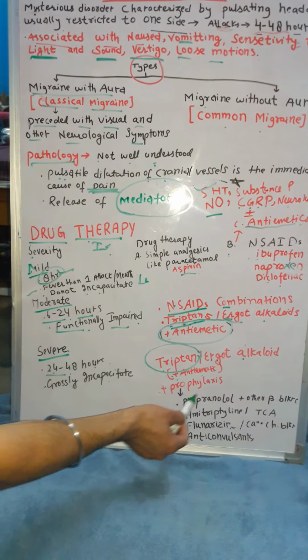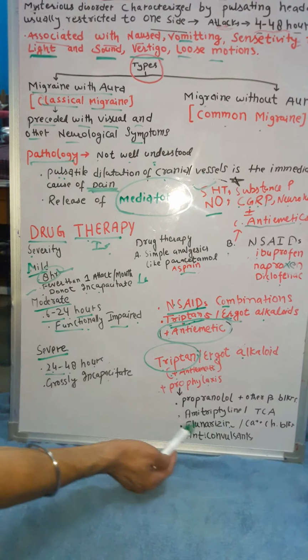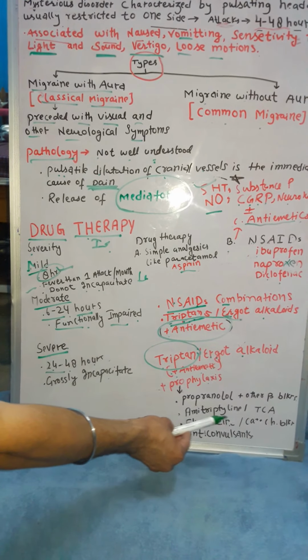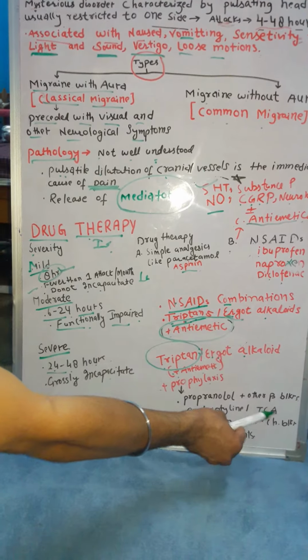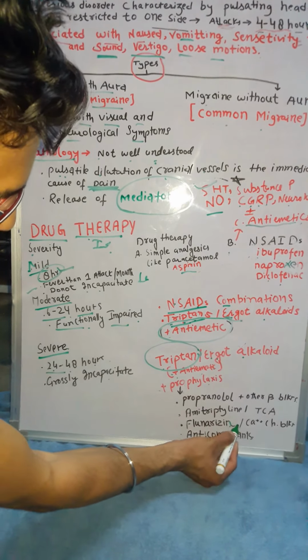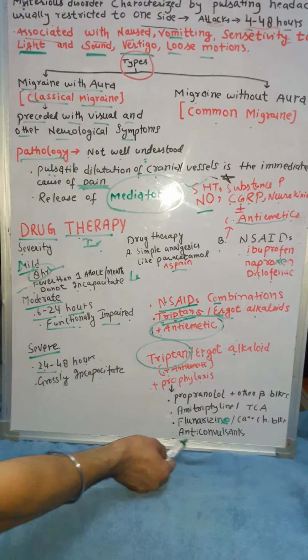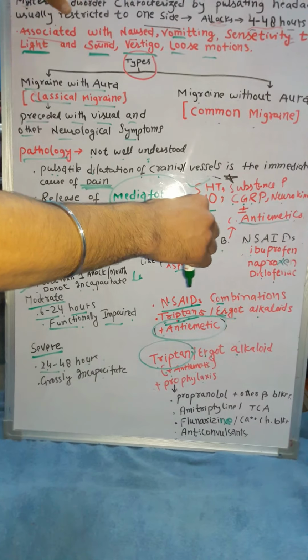There is also prophylaxis here. In prophylaxis we give propranolol, it is a beta blocker. Then we give amitriptyline, it is a tricyclic antidepressant, and flunarizine, it is a calcium channel blocker, and anticonvulsants are used. So this was the migraine.